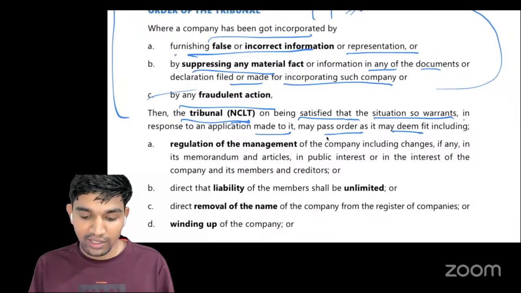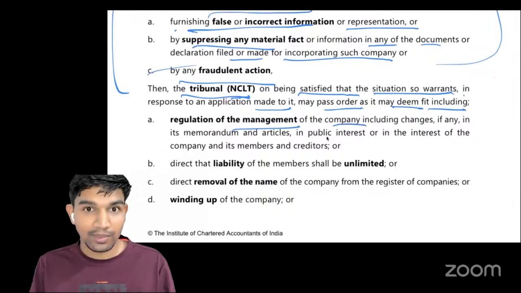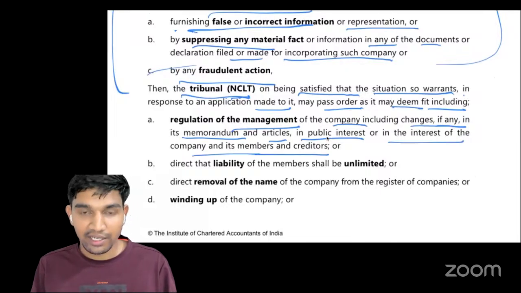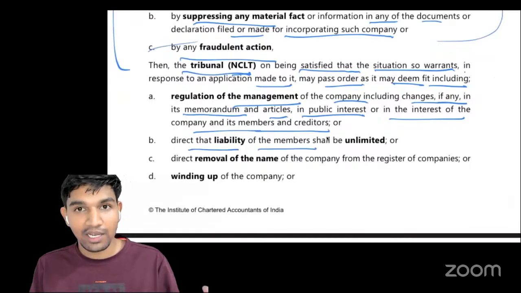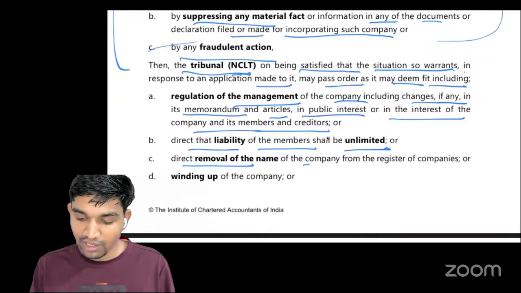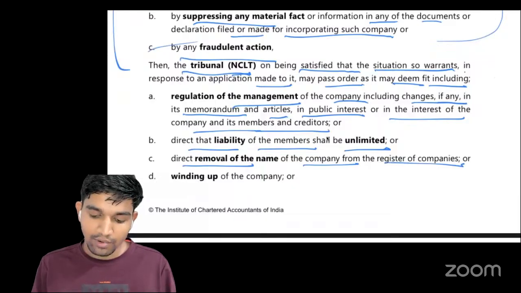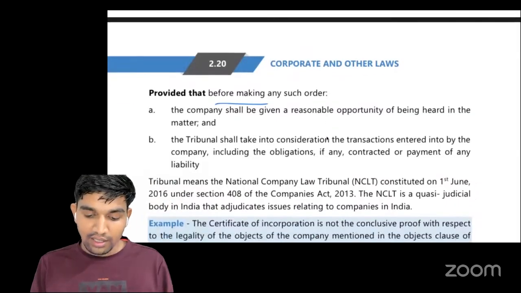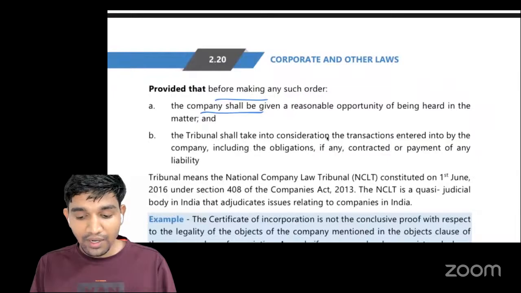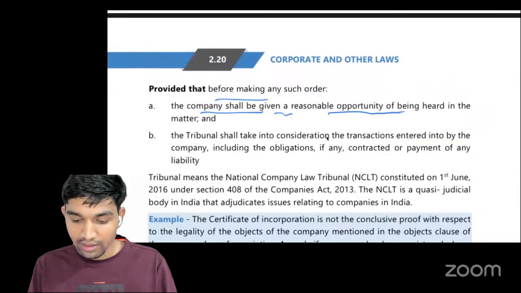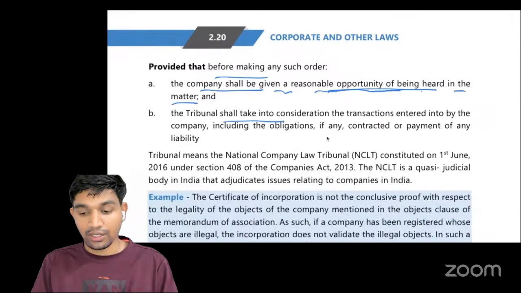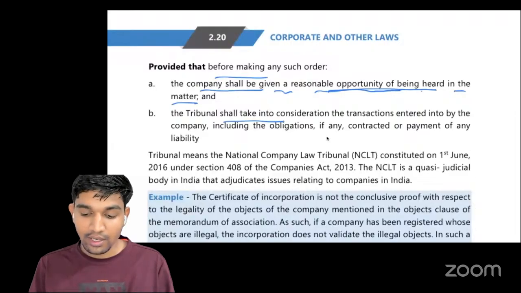including regulation of the management of the company, including changes, if any, in its memorandum and articles in public interest and in the interest of the company and its members and creditors, or direct that the liability of the members shall be unlimited, or direct removal of the name of the company from the register of companies, or winding up of the company. Provided that before making any such order, the company shall be given a reasonable opportunity of being heard in the matter, and the tribunal shall take into consideration the transactions entered into by the company, including the obligations, if any, contracted or payment of any liability.